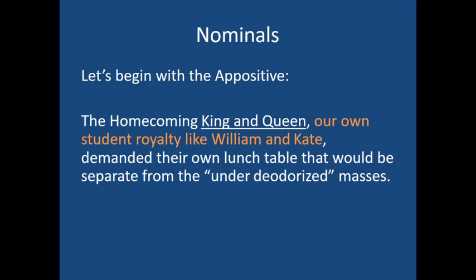Now what I've done is I've created an appositive. Student royalty is renaming king and queen, and I put it right next to it, and I've tightened this into a much stronger sentence. And this would be a correct answer on the SAT. This would be something that they would look for because you cut out the extra words of they are and you made a tighter sentence.